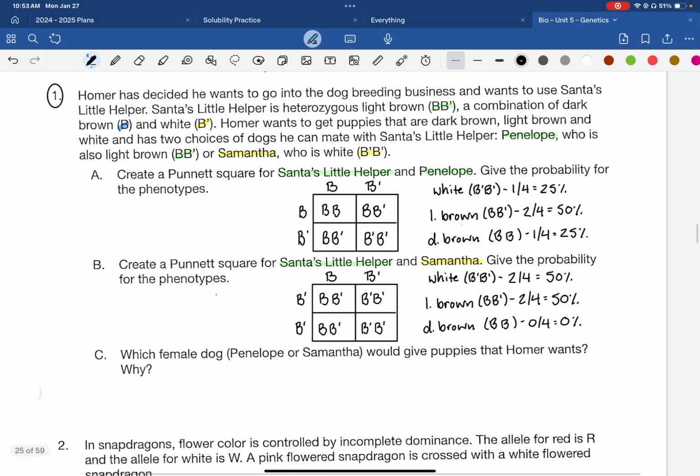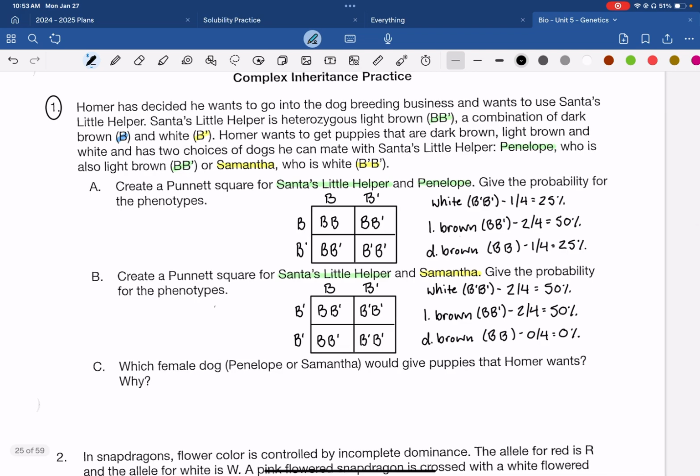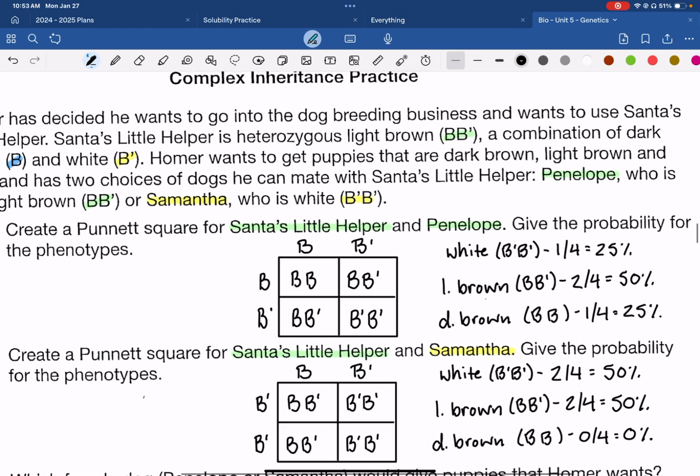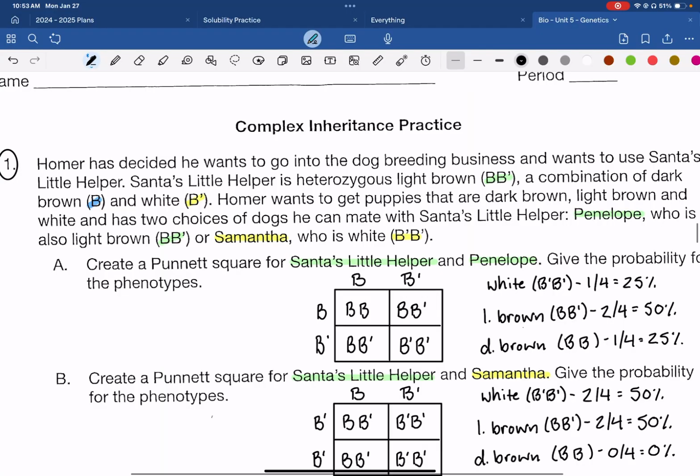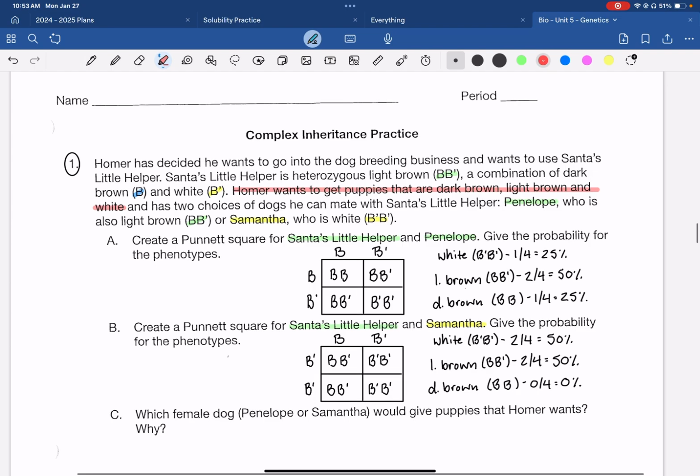Okay. So C asks which female dog, Penelope or Samantha, would give Homer the puppies that he wants and why. What type of puppies does Homer want? Well, if we look back to our paragraph up here, it says Homer wants dogs or puppies that are dark brown, light brown, and white. So he wants all possibilities.